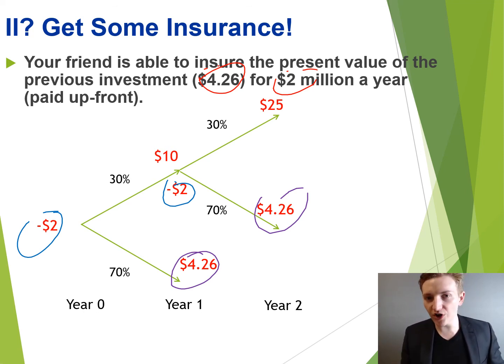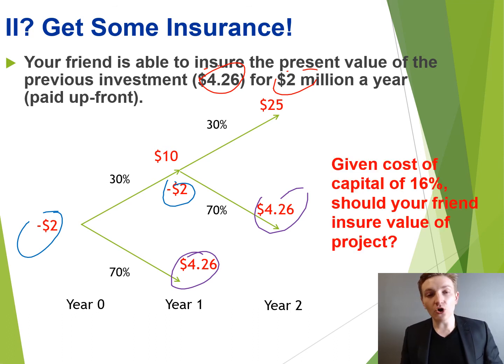What we need to work out is what is now the expected value of our project if we buy insurance, and is that higher than the expected value if we don't buy insurance? Now clearly here we're assuming away risk aversion and just looking at expected values, but that's still worth looking at. So again, we're going to assume a cost of capital of 16%.